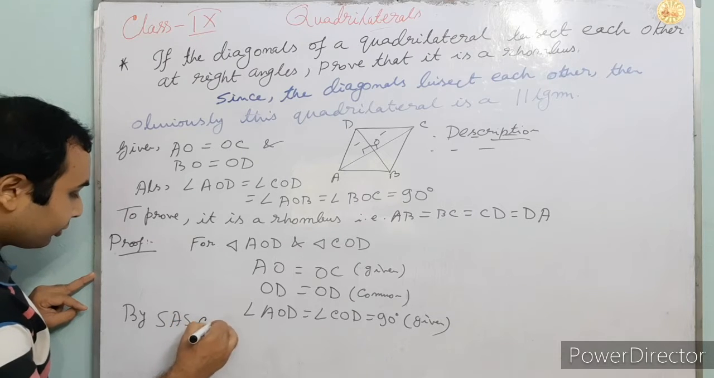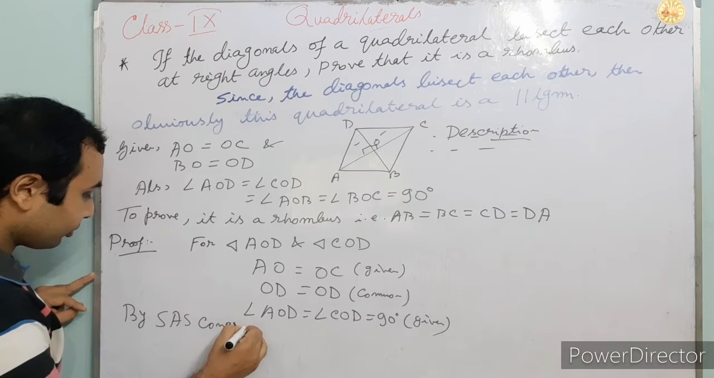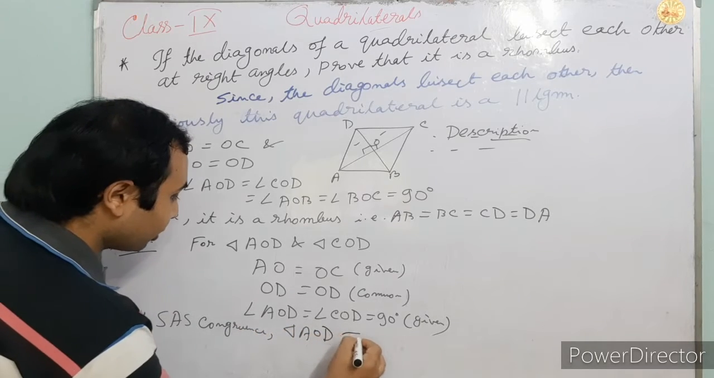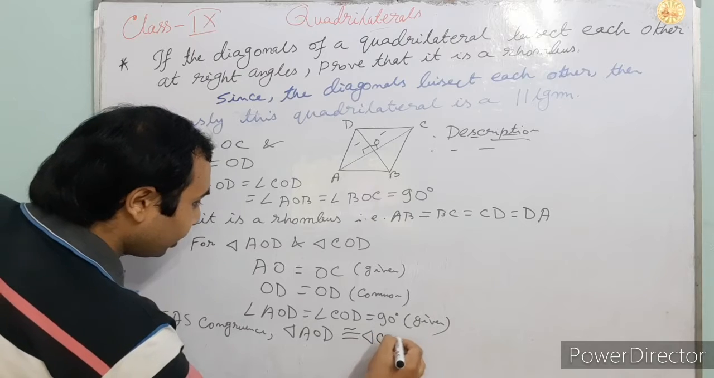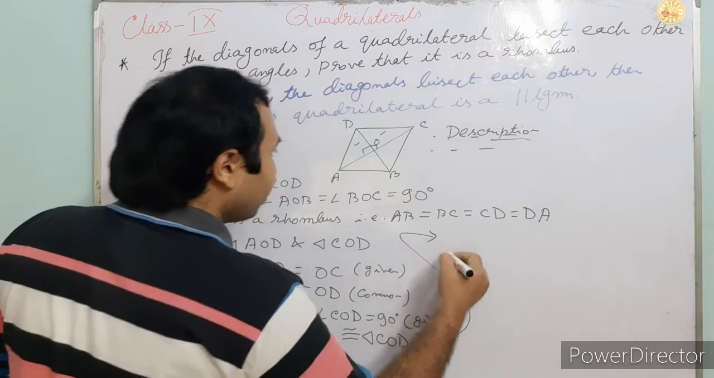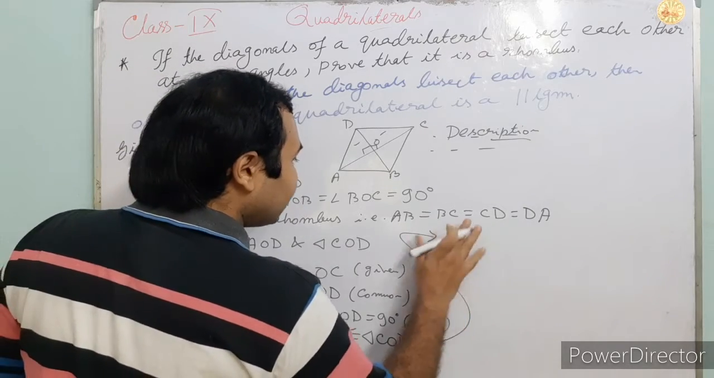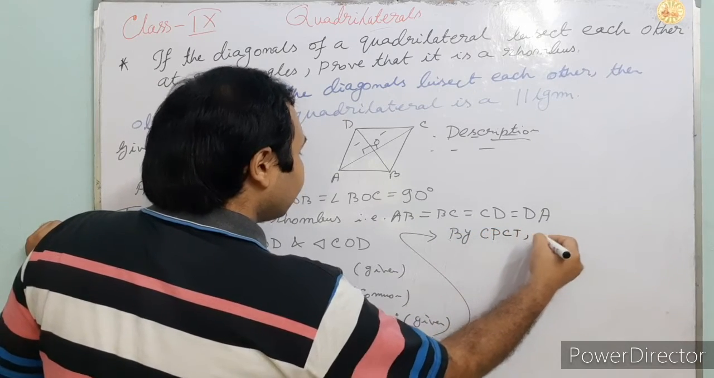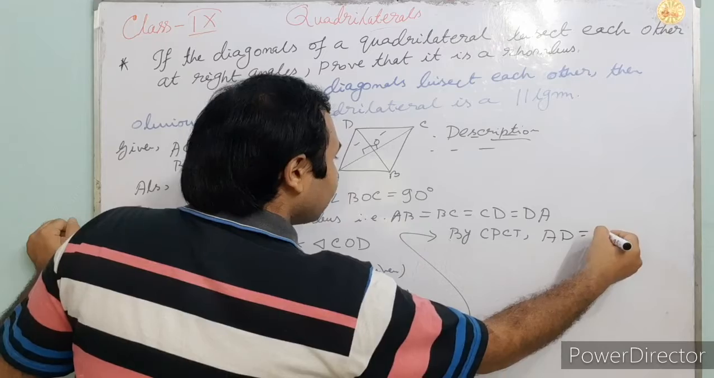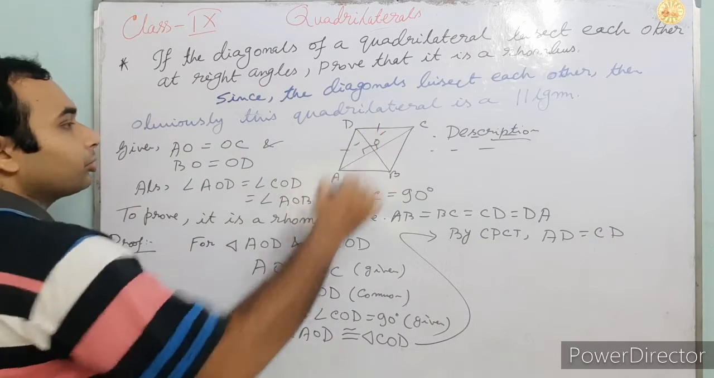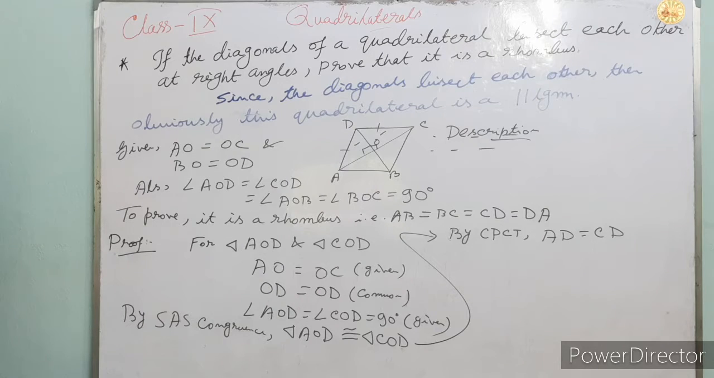So by SAS property of congruence, we can say triangle AOD is congruent to triangle COD. So whenever those are congruent, then obviously we can say by CPCT, AD equals CD. This side is equal to this side we have got.